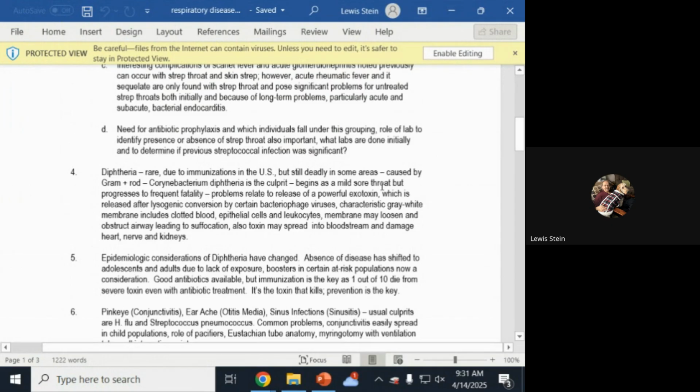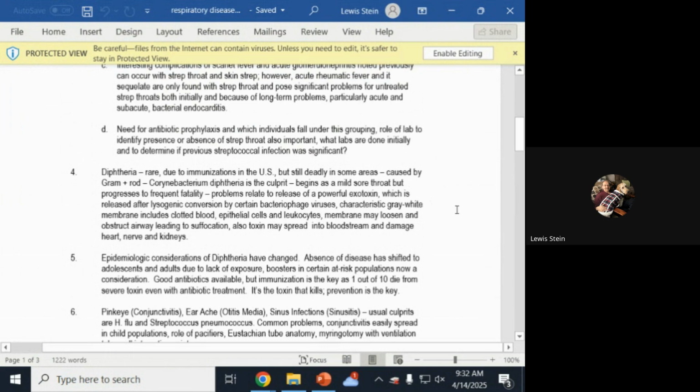It starts as a sore throat, but progresses frequently to fatality. For people who are not immunized, even if they get antibiotics, we're looking at a death rate of around 10%. I'm going to tell you the anecdote in a second. Problems relate to the release of a powerful exotoxin, which, again, is one of these lysogenic conversions, where the bacterium has been infected by a virus to make this toxin.